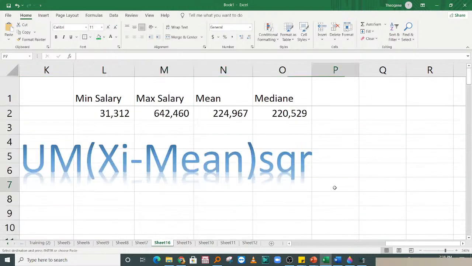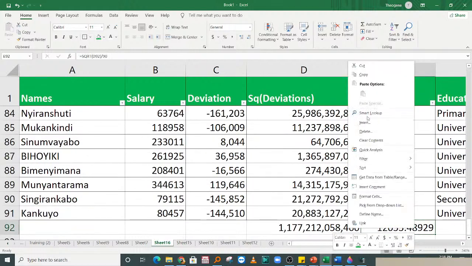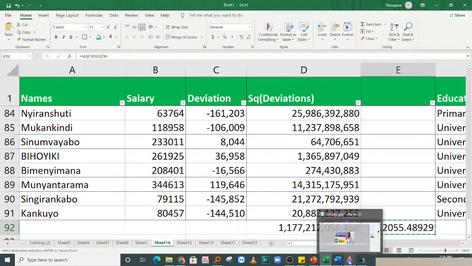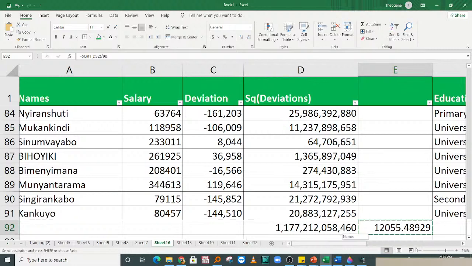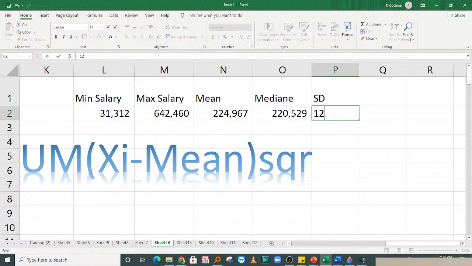Okay, the standard deviation, SD, of this number, sorry, I didn't copy it well. So the average is 120,102. The standard deviation is 12,055. Okay, so this is what we call the standard deviation.